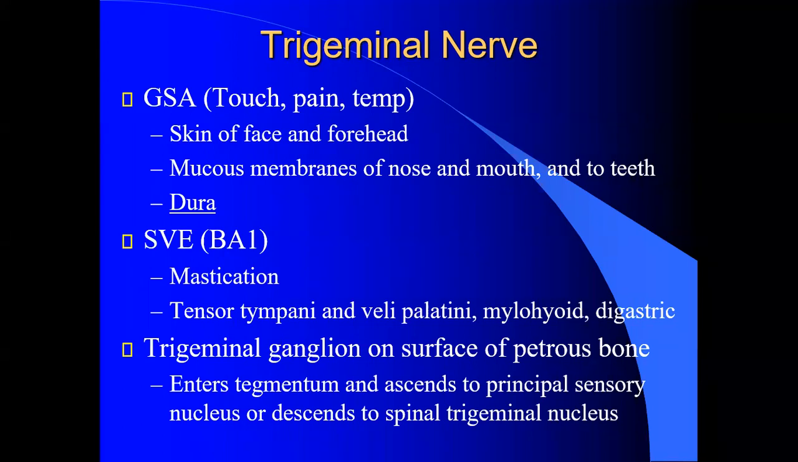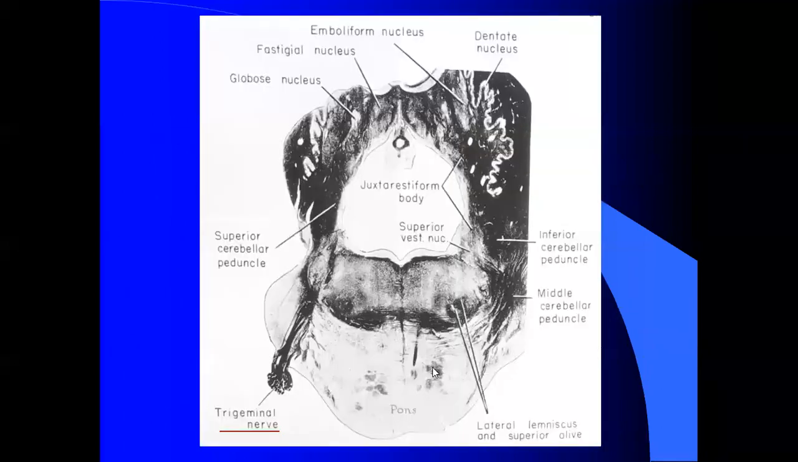It has the special visceral efferents from branchial arch 1 for mastication and related muscles of phonation and the oropharynx. You then have the trigeminal ganglion as an important part of this, the Gasserian ganglion, semilunar ganglion, that sits on the surface of the petrous bone and then enters the tegmentum of the pons and ascends to the principal sensory nucleus or descends to the spinal trigeminal nucleus. We have previously looked at this in some detail, and so we're going to focus more on the ascending component today.